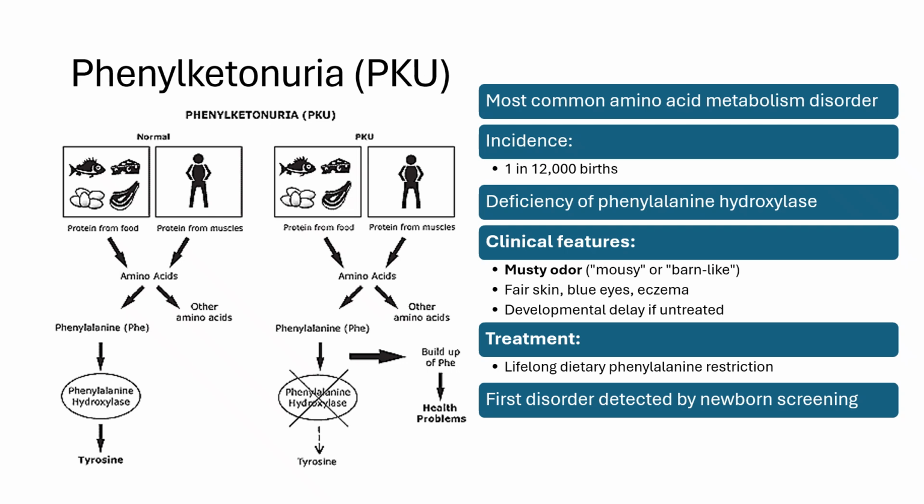Phenylalanine builds up and converts to phenylpyruvate and phenylacetate, compounds that damage developing neurons. Meanwhile, tyrosine becomes an essential amino acid since the body can't produce it. This tyrosine deficiency explains the characteristic fair skin and blue eyes. Melanin synthesis requires tyrosine as a precursor.